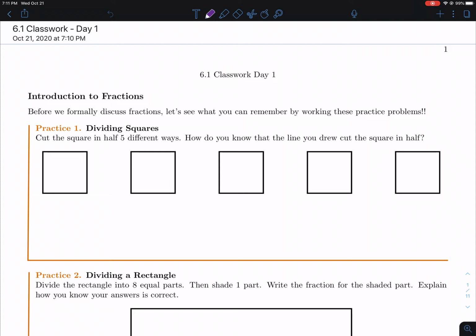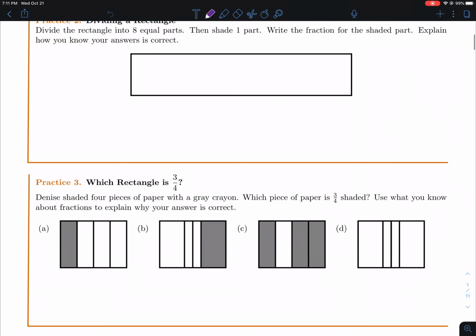The first thing I want you to do, before we even start talking about fractions, is work on practice 1, 2, and 3 real quick, without formally talking about fractions or anything. At this point, just pause the video, work on these first 3, and see how you do with whatever you remember about fractions at the moment. Then we'll come back in and go through the formal definitions of fractions. If you get stuck or have any questions on them, just let me know. And when you're done, come on back and we'll move into the rest of the packet.